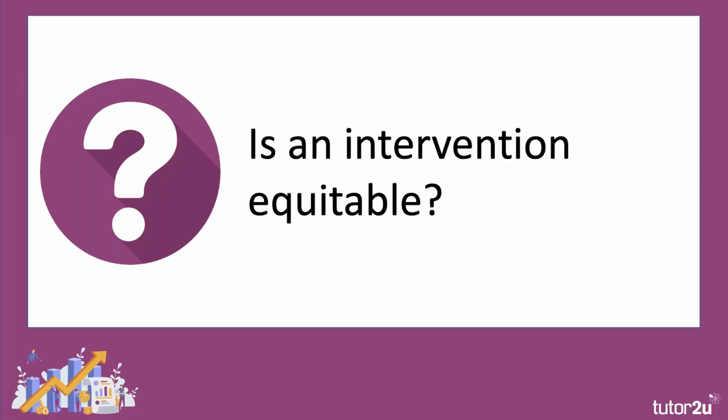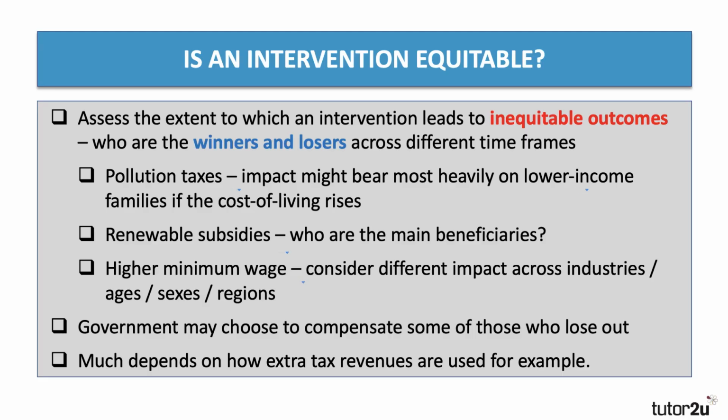The third avenue is: is an intervention equitable? Is it fair? So they assess the extent to which intervention leads to unfair, inequitable outcomes. Who are the winners? Who are the losers across different timeframes?